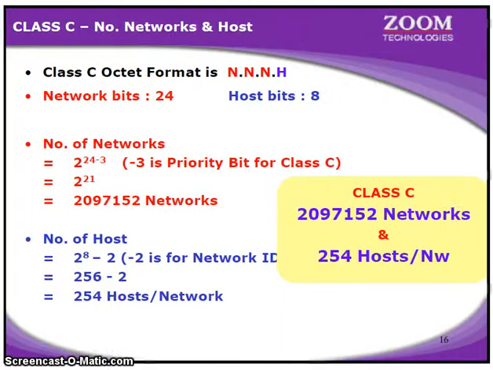Similarly, in class C we have 24 network bits and 8 host bits. So we get 2097152 networks and only 254 hosts per network.